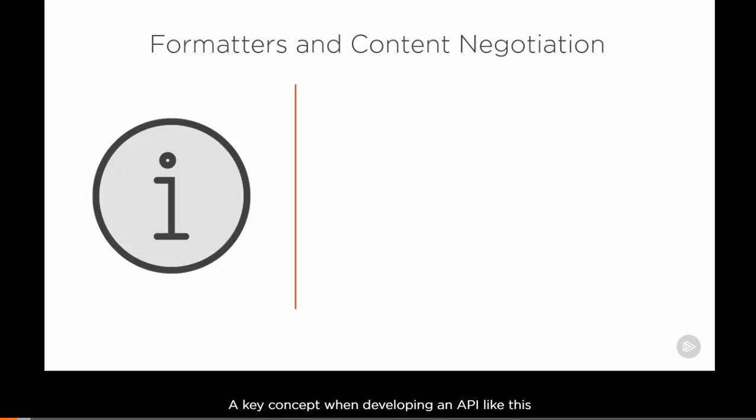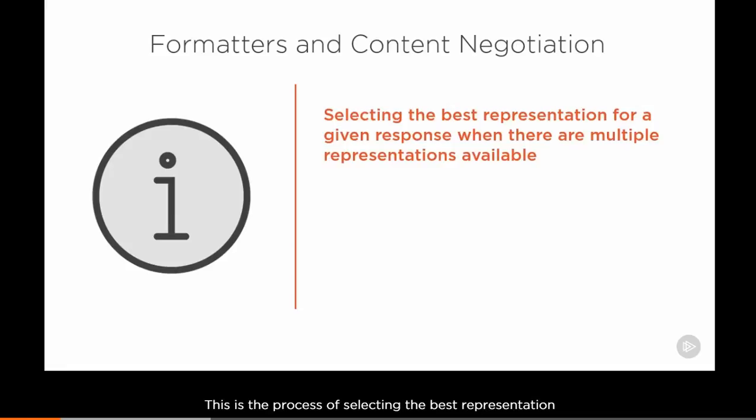A key concept when developing an API like this is that of content negotiation. This is the process of selecting the best representation for a given response when there are multiple representations available. When you're building an API that only your one client application has to consume, you might be okay with always getting back your representations in JSON format. But if you're building an API for consumption by multiple clients, some of which you have no control over, chances are that not all of these clients can easily consume JSON representations as a response. Some might be better off with XML or another format.